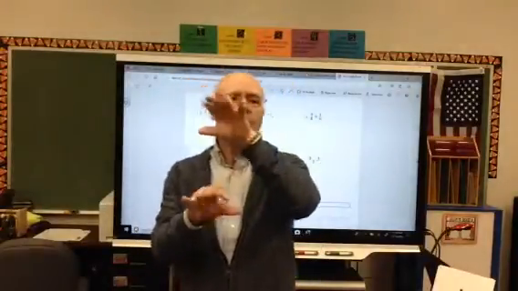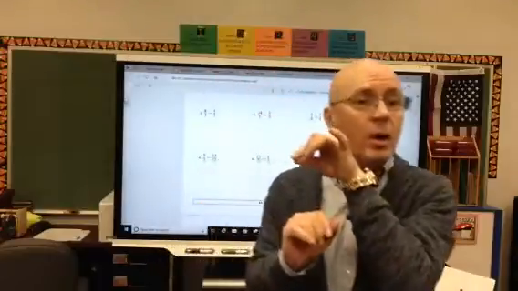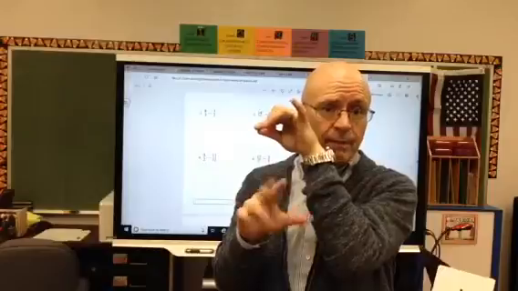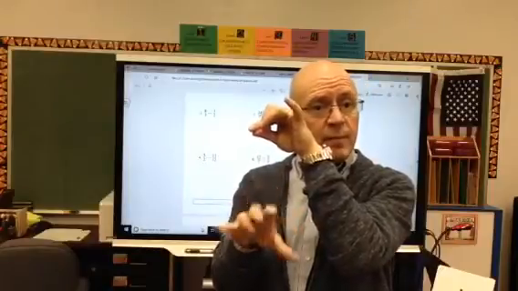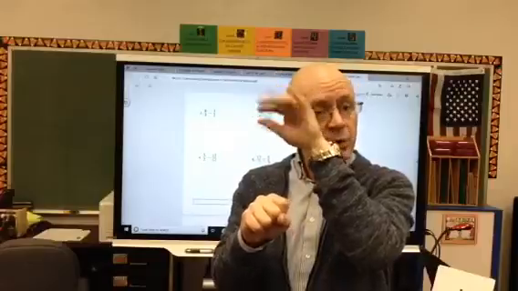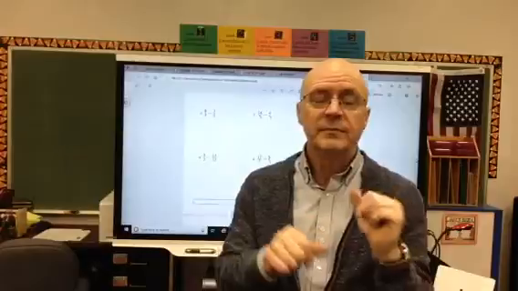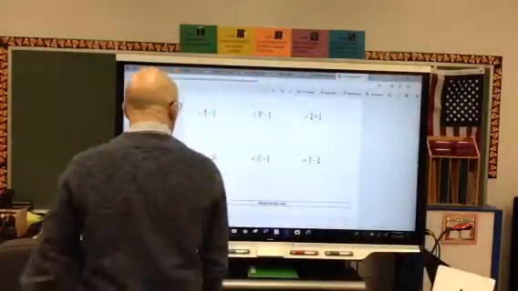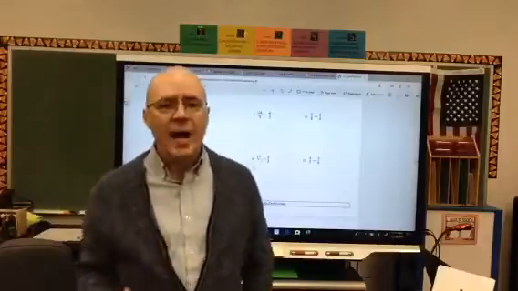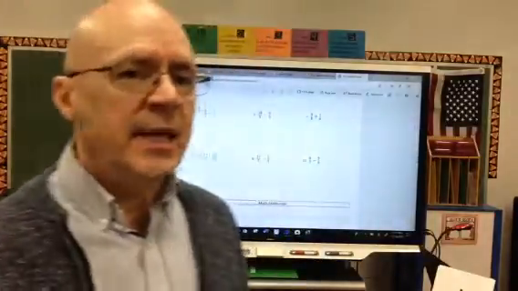Mirror my actions. A fraction is a part of a whole. The bottom number, the denominator, tells us how many pieces we need to make one whole thing. The top number, the numerator, tells us how many of those pieces we have. Okay? And we've been talking about this idea of adding and subtracting fractions with unlike denominators.